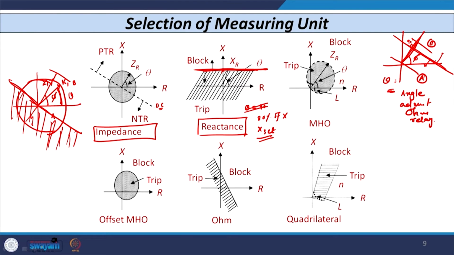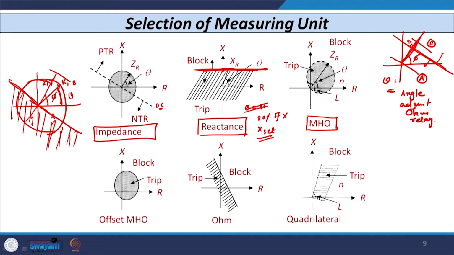Then the next type of characteristic is known as mho type characteristic. Mho type distance relay is widely used in the field because it is inherently directional, so no separate directional unit or relay is required, and it is also capable of accommodating some value of fault resistance. If any point falls under this shaded area, that is the circle, the relay operates, otherwise the relay blocks.